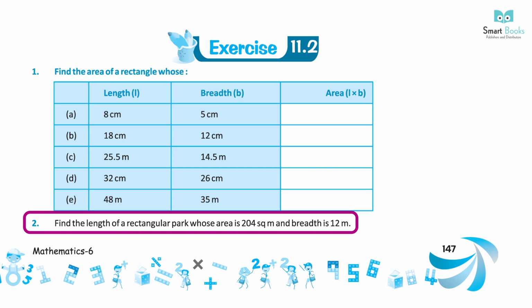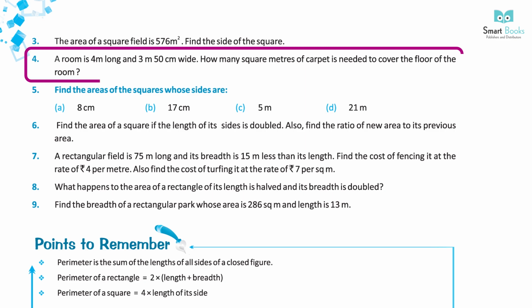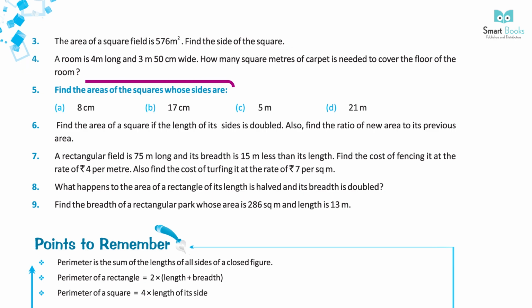Question 2. Find the length of a rectangular park whose area is 204 square meter and breadth is 12 meter. Question 3. The area of a square field is 576 meter square. Find the side of the square. Solution: 24 meter. Question 4. A room is 4 meter long and 3 meter 50 centimeter wide. How many square meters of carpet is needed to cover the floor of the room? Solution: 14 meter square.